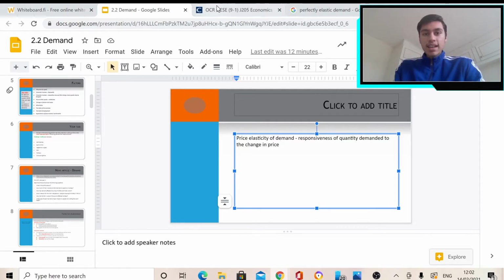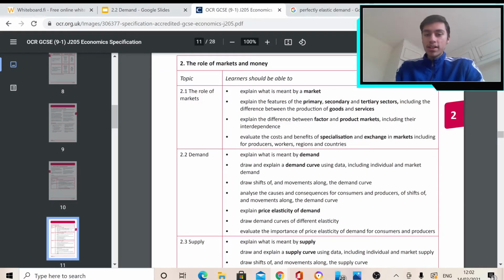Alright, so as in the specification, we need to understand what price elasticity of demand is. We need to be able to draw demand curves of different elasticities, which I'll explain in a moment. And evaluate the importance of price elasticity of demand for consumers and producers. By covering all of this, we'll finish the topic of demand.